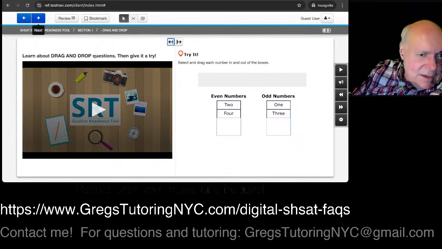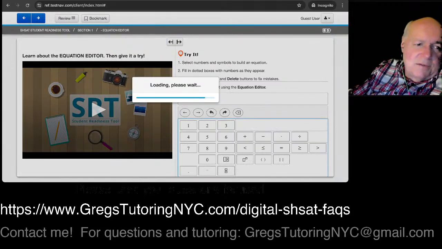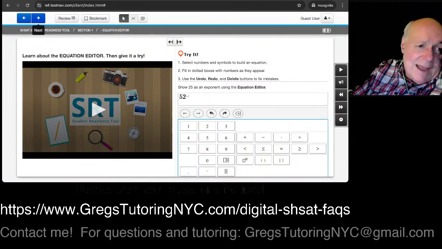The second is the equation. I don't know why they characterize this as a question format, but it's involved in answering questions. We just talked about that in part 14, so we're going to skip that.